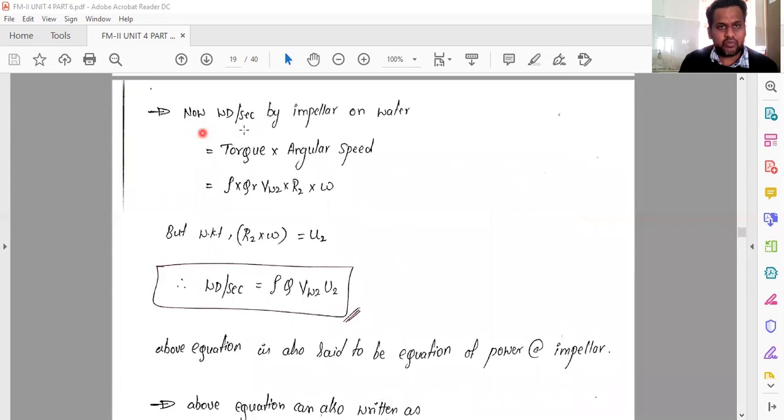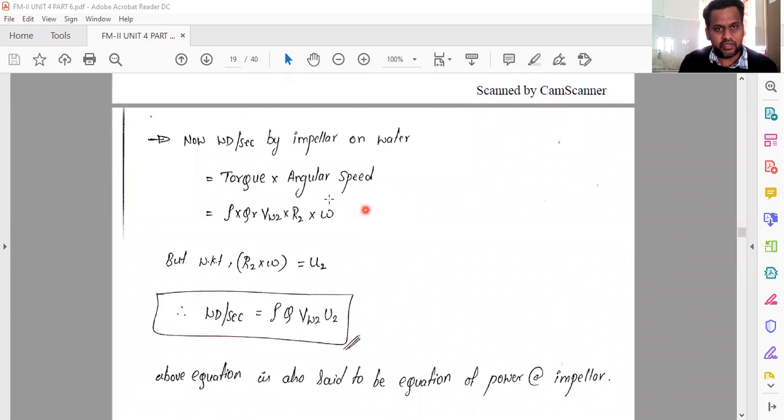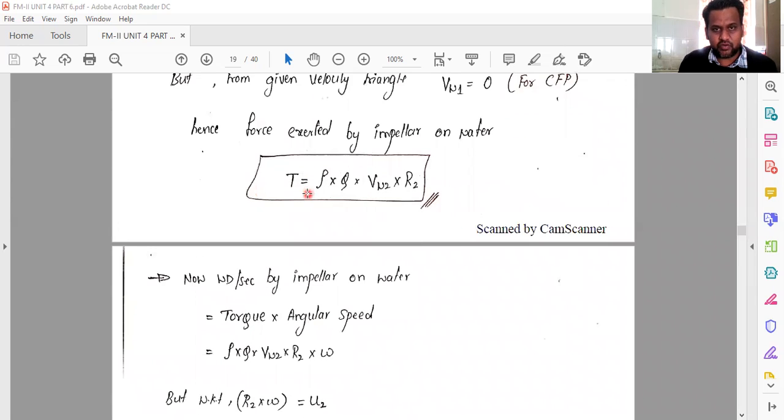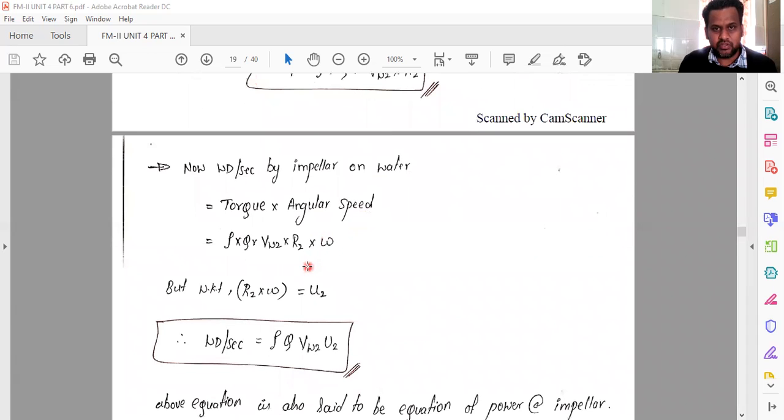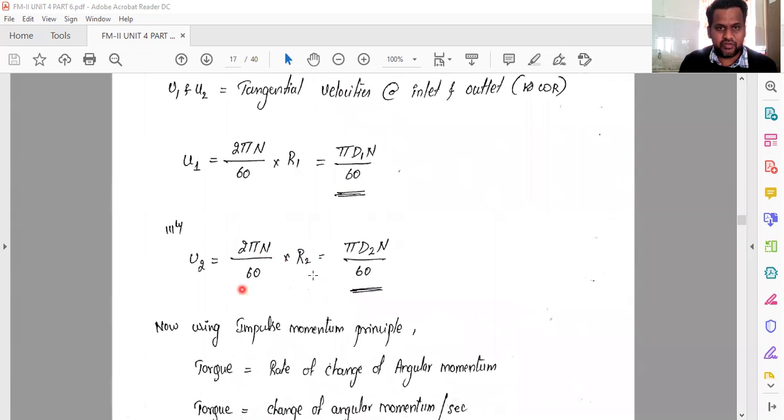Now work done per second by impeller on water. So now we know the torque, and we are going for the work done. Work done per second by impeller on water is torque into angular speed. Torque is rho into Q into VW2 into R2, times angular speed omega. But R2 into omega is nothing but U2, which we have written above.